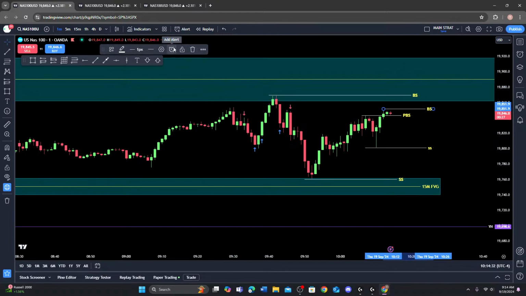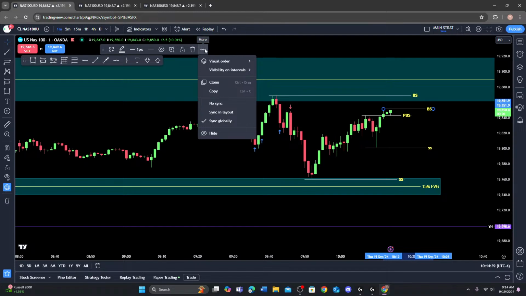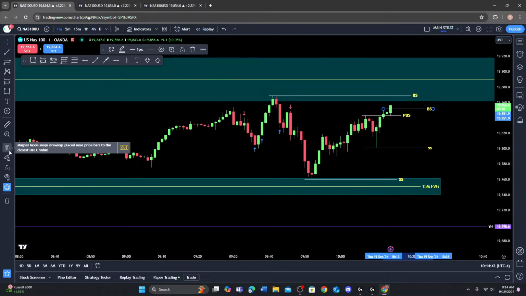I thought there was a setting in here that would like. For some reason, I don't like the magnet tool, but I like for it to.